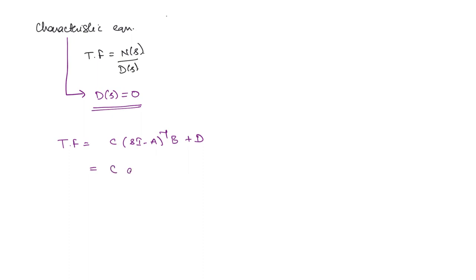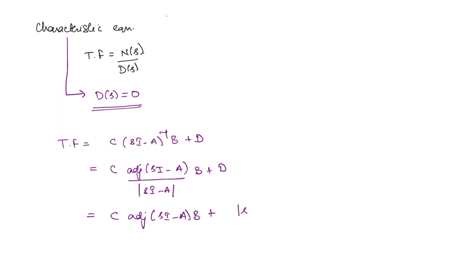So, you can write C into adjoint of (sI minus A) divided by determinant of (sI minus A) into B plus D, or you can also write it like this, right? Now, you can also write this as C into adjoint of (sI minus A) into B plus determinant of (sI minus A) into D, divided by the determinant of (sI minus A), so that for the entire function you have a common denominator.